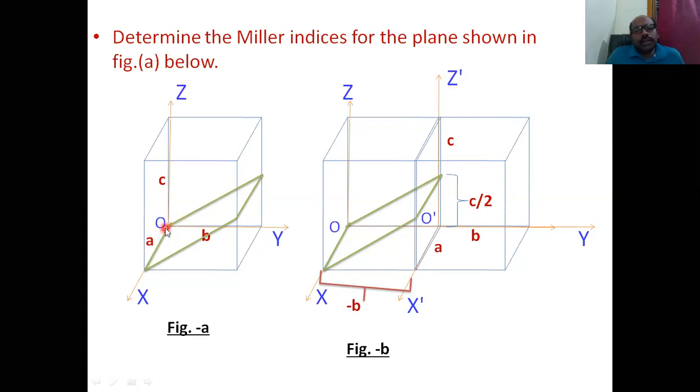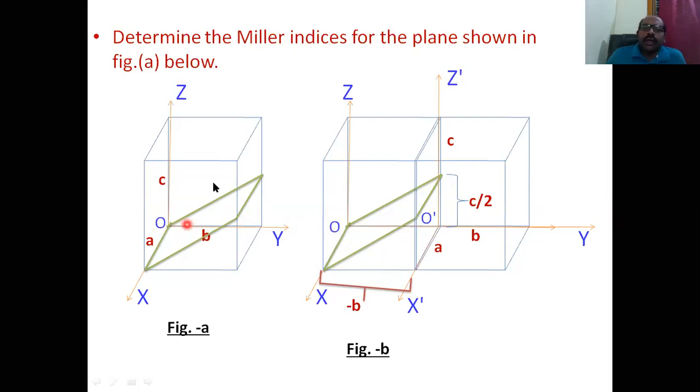In that case, whenever the plane is passing through the origin, we have to identify a parallel plane within the same unit cell, or we can translate our origin to the adjacent unit cell.